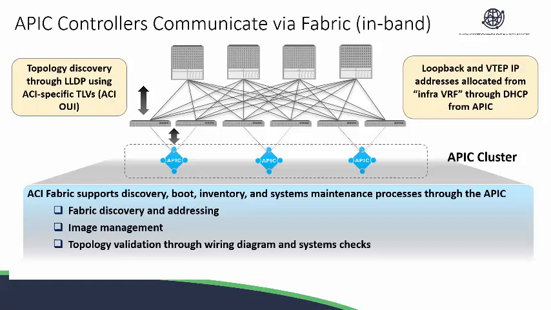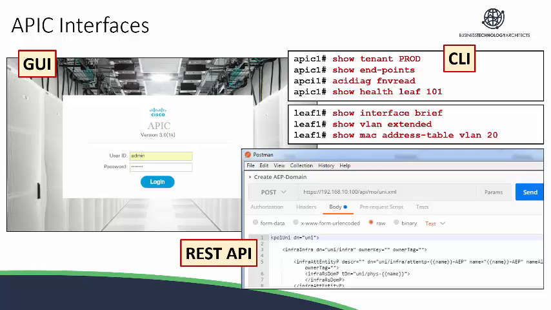So the ACI Fabric supports discovery, boot, inventory, and systems maintenance through the APIC, fabric discovery and addressing, image management, and topology validation. So you can see here you've got the GUI, you've got the CLI, and you've got a REST API. GUI, of course, is GUI. CLI is CLI. Now, you can do show commands on the APIC and the leaves. You can do show commands on the leaf, but you're not going to be able to do config commands or do anything on the leaf switch itself or spine.